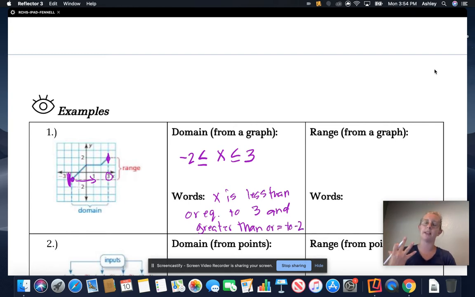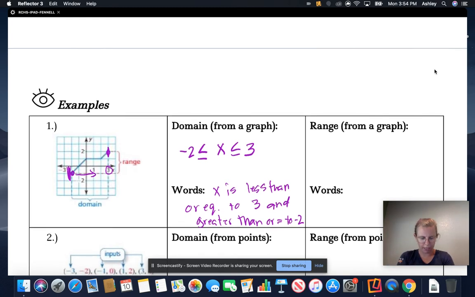Okay, so that's how we're going to say this in words. Let's look at the range. Now we're looking at our max and min height, the highest and the lowest values. So right here, I know my maximum height is right there at 2, and my minimum height looks to be at -1. So y has to be above or greater than that -1 value, and below or less than that 2 value.